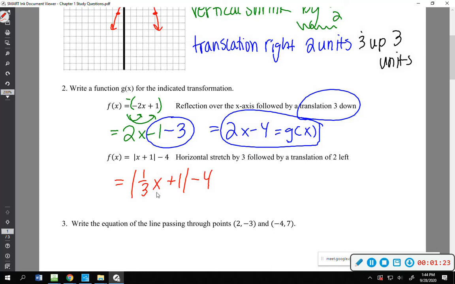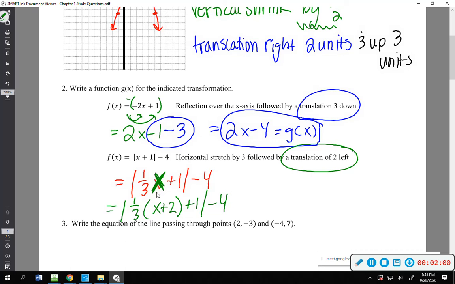All right, last, we have a translation of 2 left. Okay, that means I'm replacing my x. Again, translation is replacing x. Now, when you do this, this is the key. You have to put what you're replacing x with in parentheses. That's what most of you did not do on the quiz. Okay? So we're going to replace the x. So it's going to look like 1/3 times something. And that is left, so x plus 2.